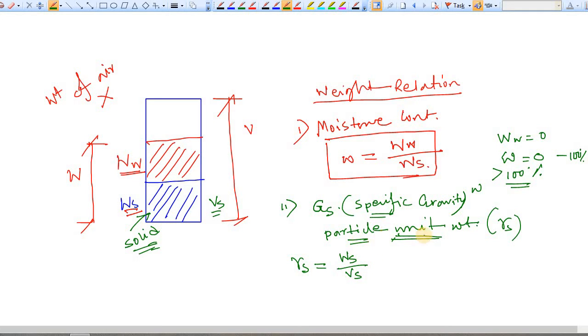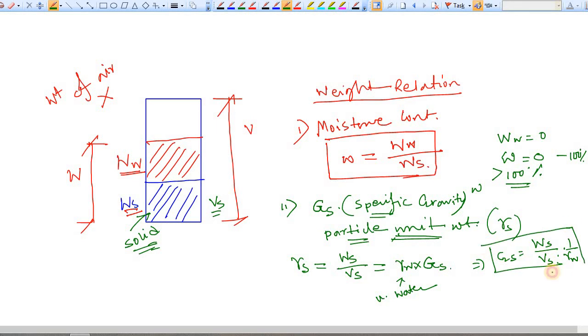Clear? And we can express this unit weight by gamma W, the unit weight of water, times specific gravity, Gs. So you can find Gs by this formula, W divided by Vs divided by gamma W. By using this formula you can find the specific gravity of the solid particle, not the overall specific gravity. Again I am saying this is related to the particular solid particle only.